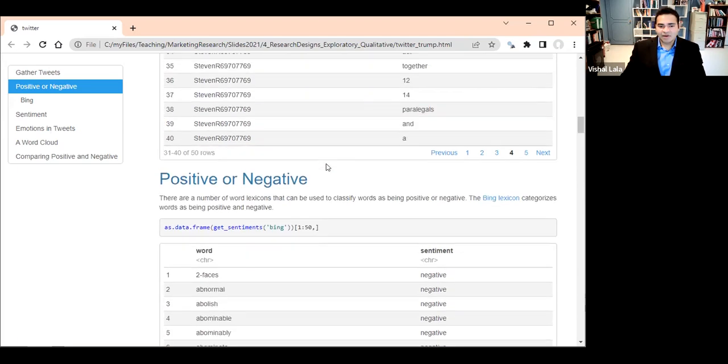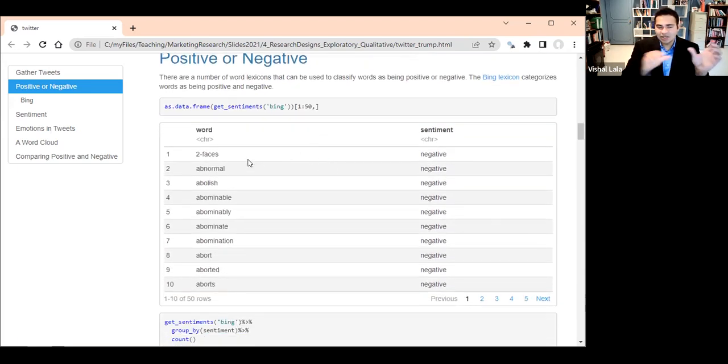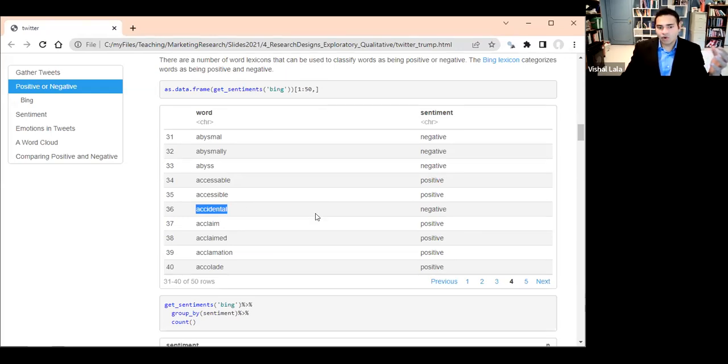And then we decided to categorize these words in the tweet as being positive and negative. So a word like abolish is negative, abominable is negative, and so on. Abort is negative. Somebody has created this classification we can use, like accessible, misspelled, is positive, accidental is negative, and so on. So we're going to use these keywords, these terms that have been pre-coded as being positive or negative, apply them to our corpus of tweets, and then understand whether they're overall positive or negative.